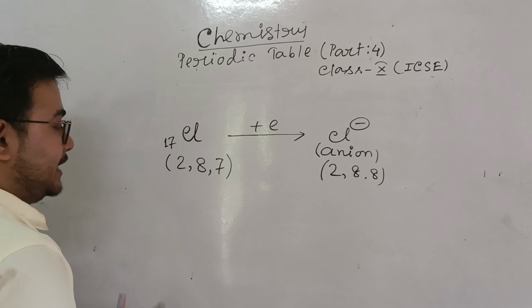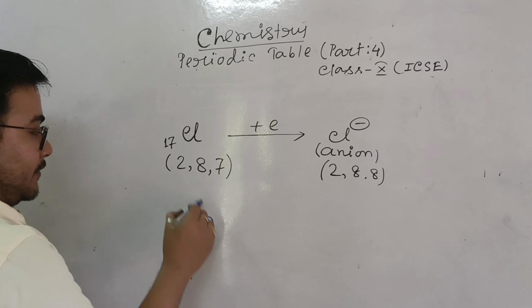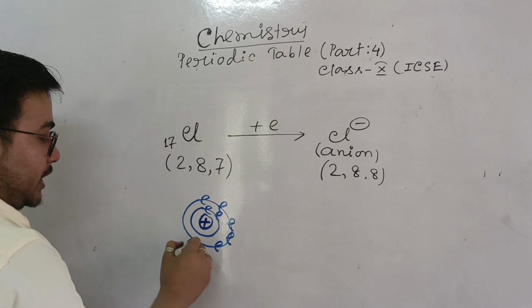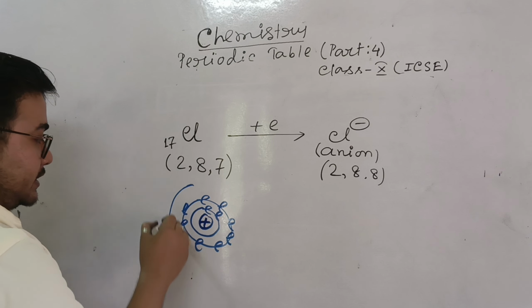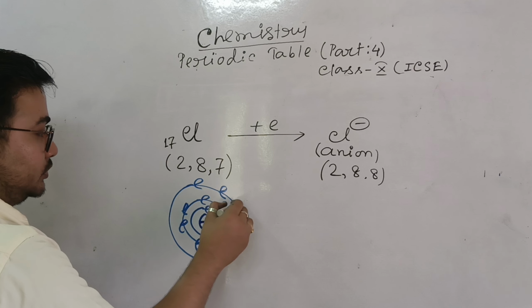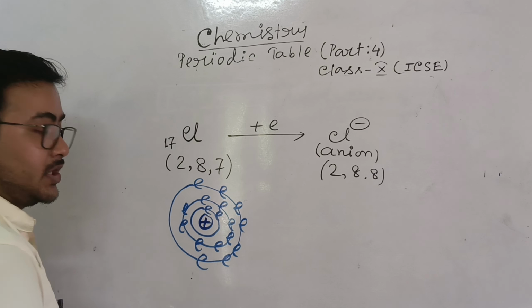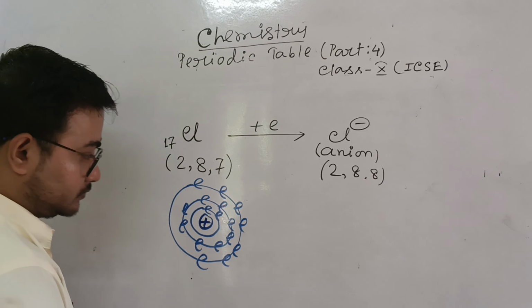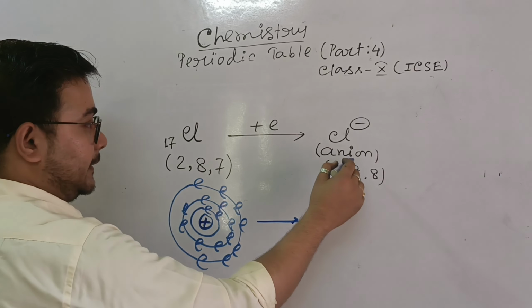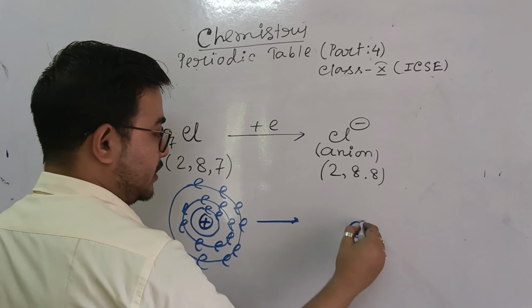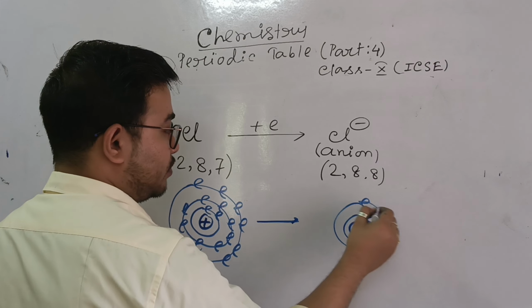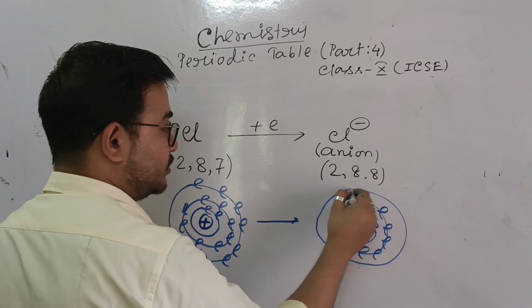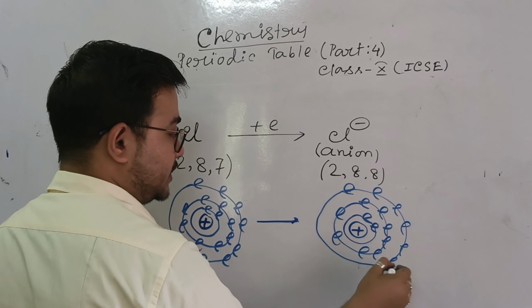What is the third line? The third line is the orbital diagram. The first shell contains 2, the second 1, 2, 3, 4, 5, 6, 7, 8. And what about the third shell? 1, 2, 3, 4, 5, 6, 7. Done? Okay. Now again here, the first shell contains 2, the second 1, 2, 3, 4, 5, 6, 7, 8, and the third shell also 1, 2, 3, 4, 5, 6, 7, 8.